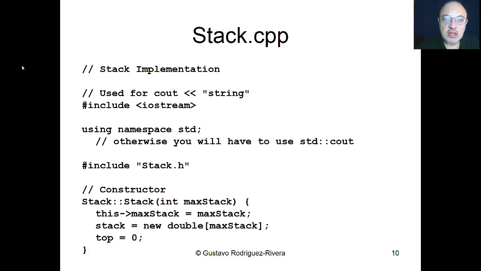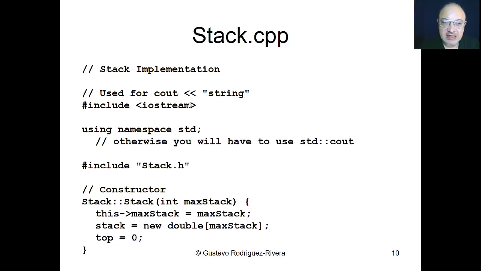Now we are going to see the implementation of the stack class. For that we are going to have a Stack.cpp file where we have the stack implementation. The first thing that you have to do in a .cpp file is to include IOStream. This one will be used for the shift operator that is used to print things in C++.